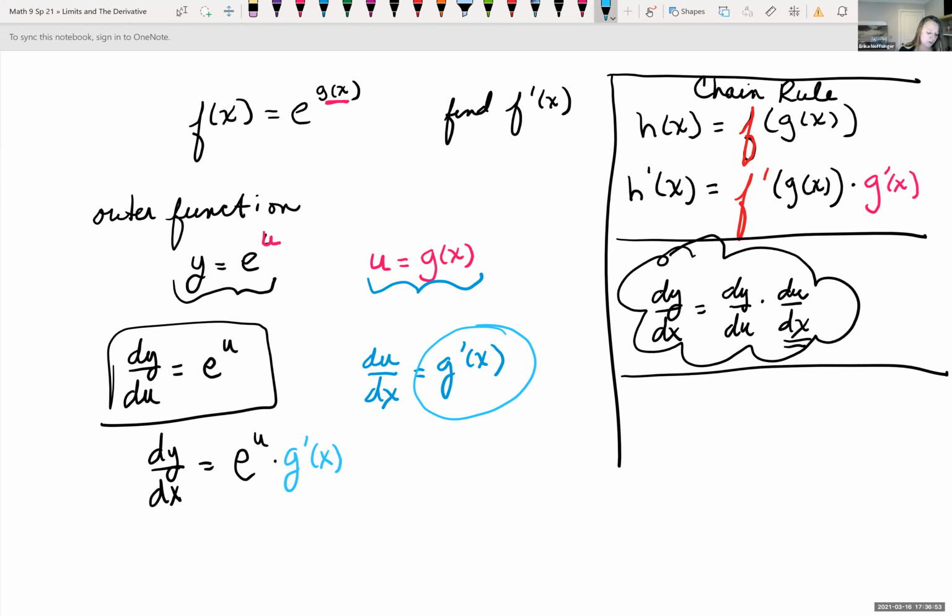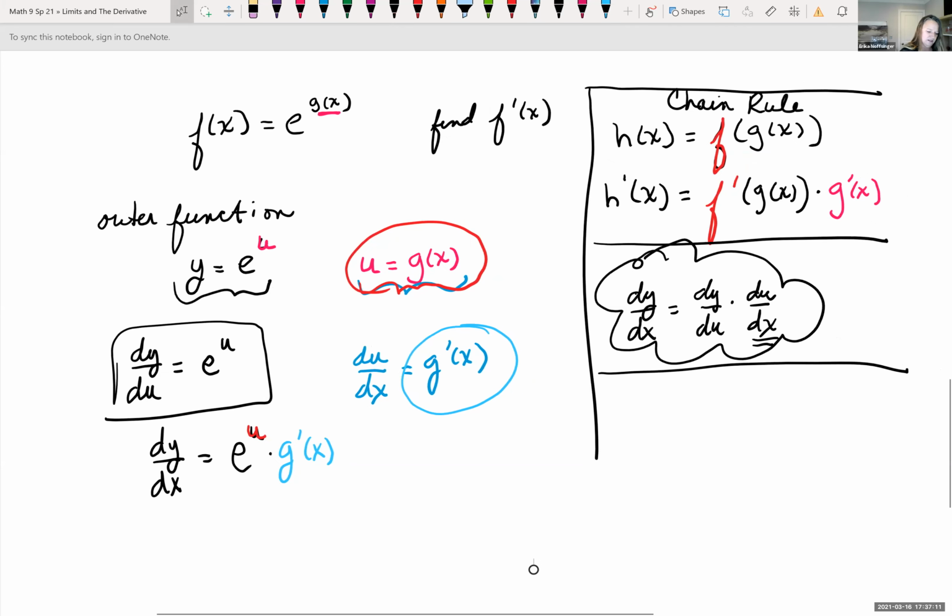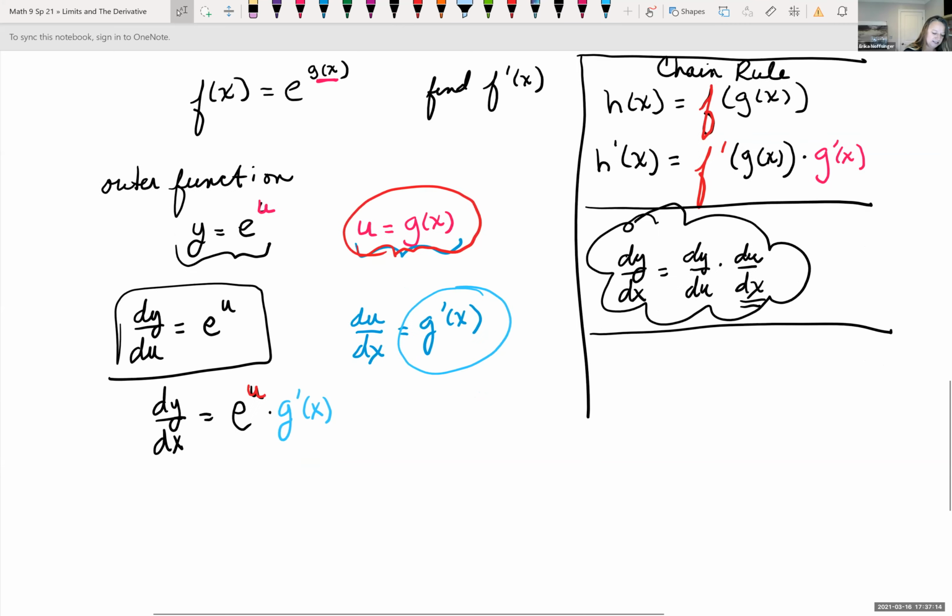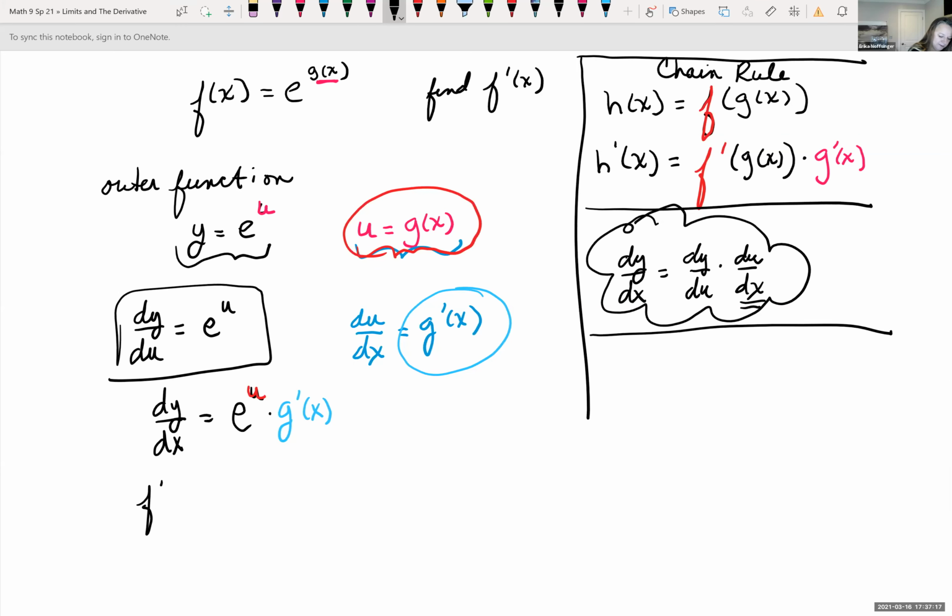The only thing is that we want this derivative all in terms of x and not have the variables u and x in it. So we need to figure out what u was. Well, we chose u to be g of x. And so the derivative of f of x, which is e raised to the g of x, so f prime of x, I can write as dy dx, which is equal to e raised to the u, but u was g of x, times the derivative of g of x.